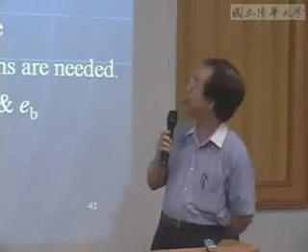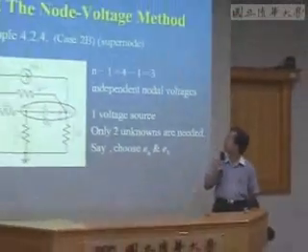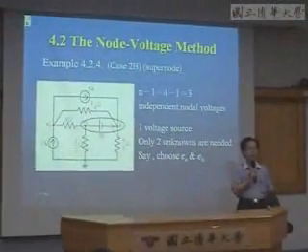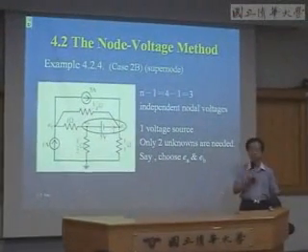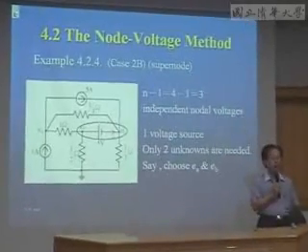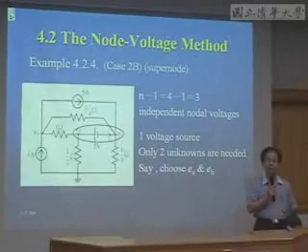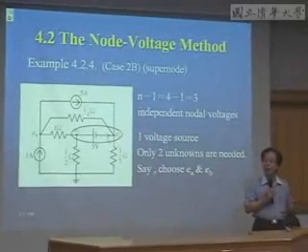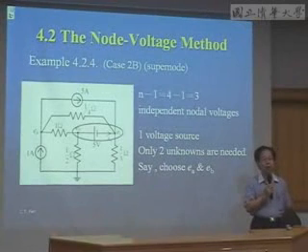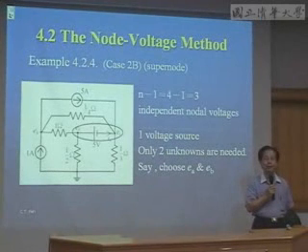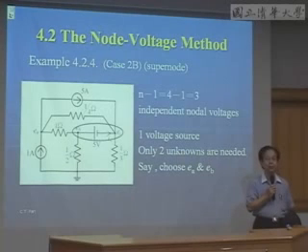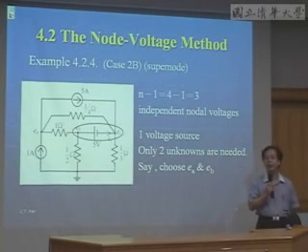And we divide into two categories, two cases. The first case is the basic case. For the node voltage method, we need only write down the Kirchhoff current law. So you don't need to worry about the Kirchhoff voltage law, because by choosing the node voltages, it turns out the KVL is automatically satisfied.